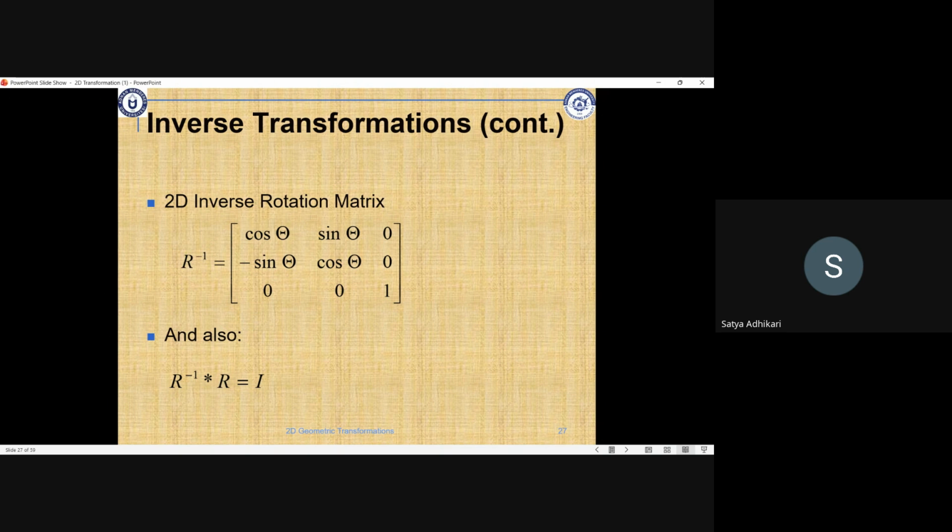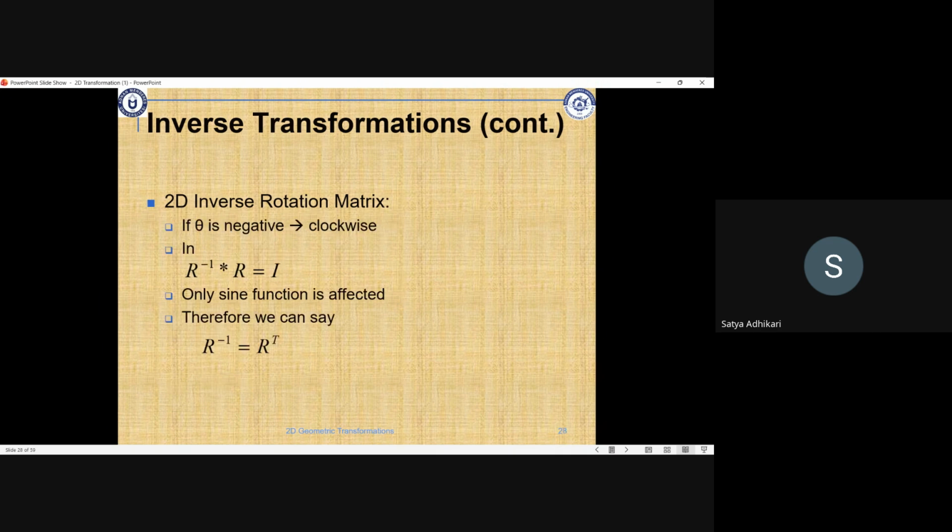Suppose a point is rotated to another point, by theta or 90 degrees, or a line is rotated by 90 degrees. Suppose we need our original line, we need to apply the inverse rotation matrix. Similarly, in the 2D inverse rotation matrix, if theta is negative, it is clockwise. So R inverse R is equal to I. If we multiply R inverse with R, we will get an identity matrix.